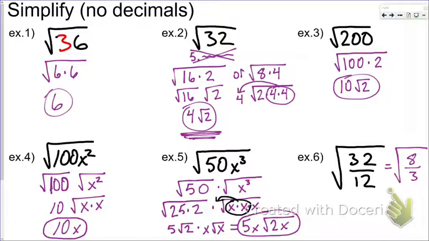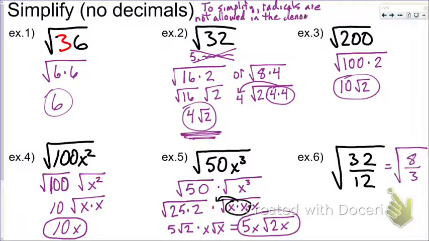So there's another rule to simplify radicals: radicals are not allowed in the denominator. Oops.